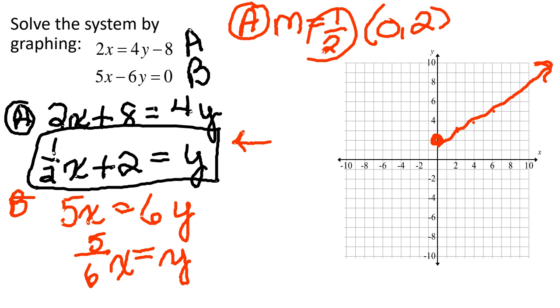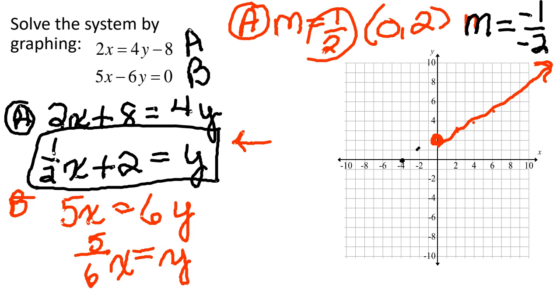Now remember, I want to use the opposite, which means my slope that's going to take me to the left is -1, -2, which means I'm going in this direction. I have to go right, I have to go left.